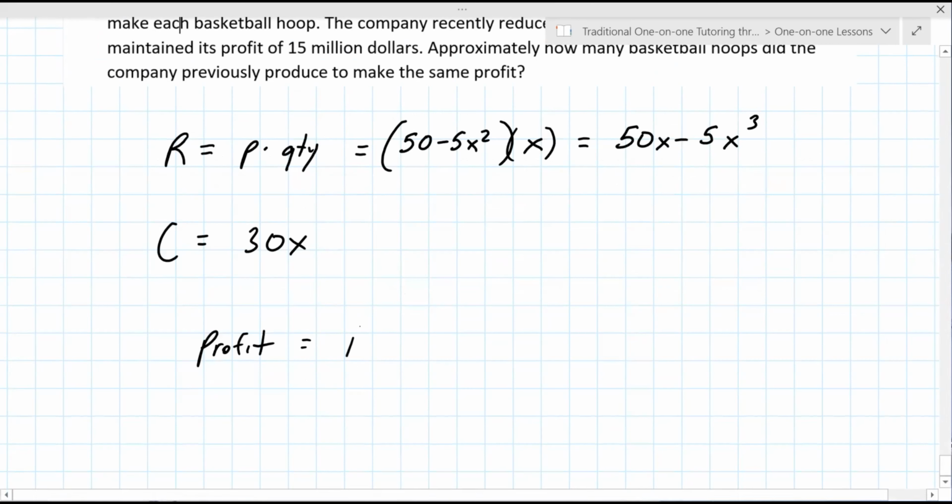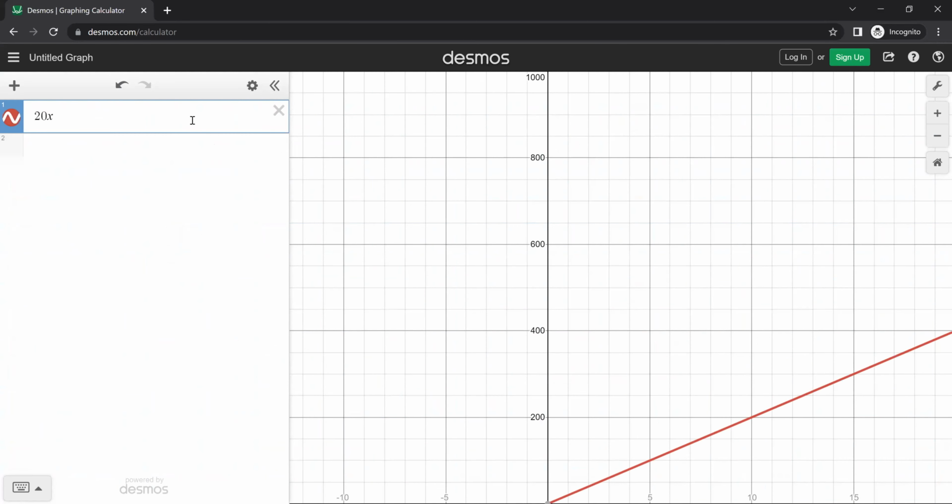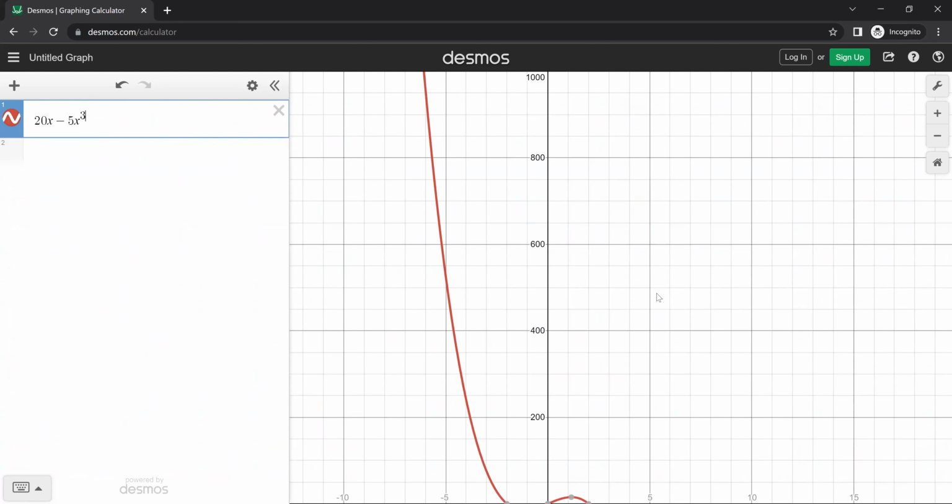So the profit is revenue minus cost, which is 50x minus 5x cubed minus 30x. So these actually combine. Your profit function is 20x minus 5x cubed. And I guess I'm going to graph this. Really hoping this works out nicely. You're right. We may not actually have enough time to get the right answer here. I just knew this question would be long.